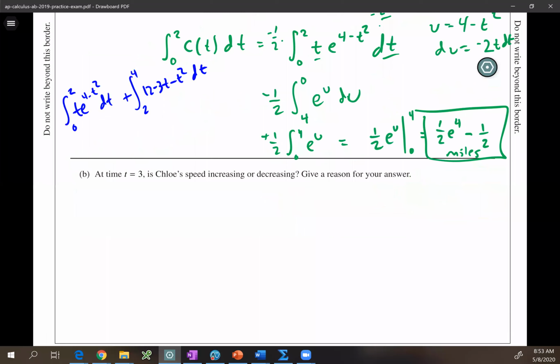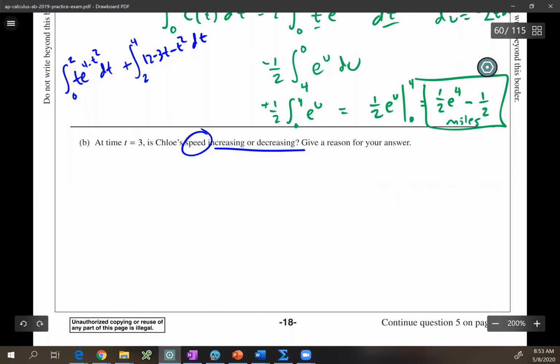Okay, at time 3, is Chloe's speed increasing or decreasing? I don't have a crystal ball. I really don't know what's going to be on the AP exam. But based on a lot of the mock exams that are floating around, this question has been very popular. Is the speed increasing or decreasing? So the big thing here is just to do V of 3 and A of 3. Just make sure you have those words, and make sure on your A of 3 that you connect it back to V of 3. So A of 3 is V prime of 3.